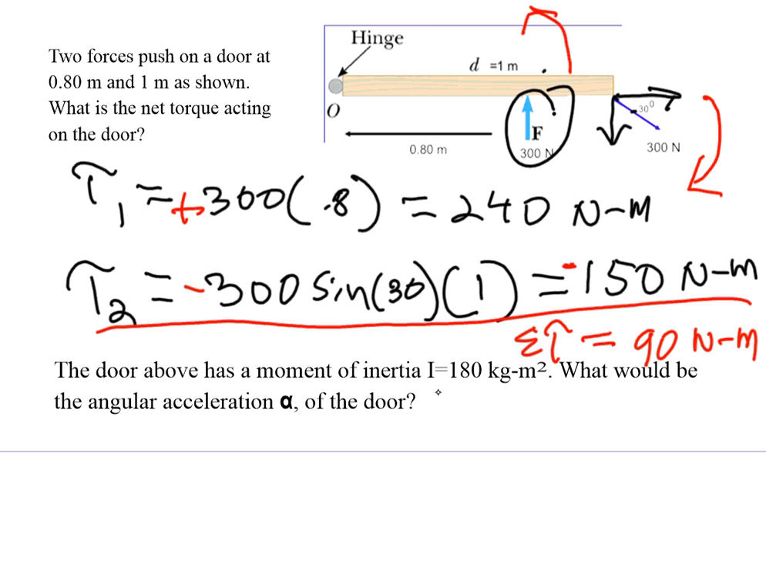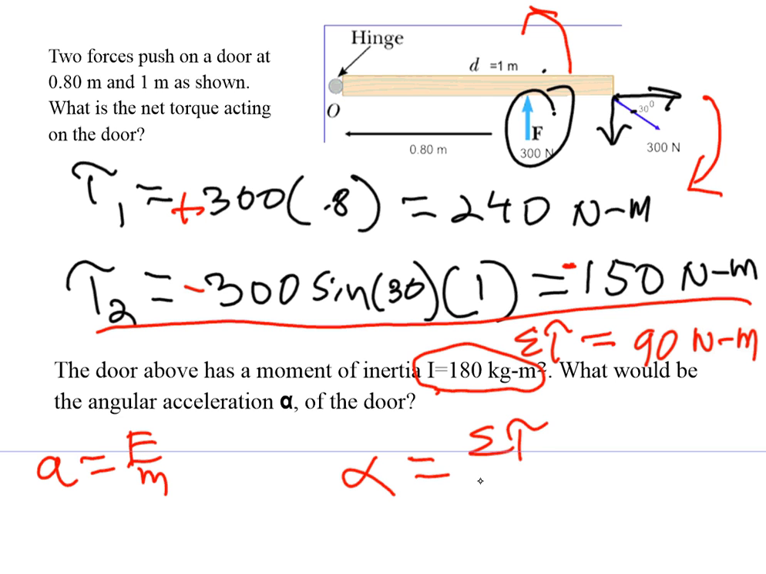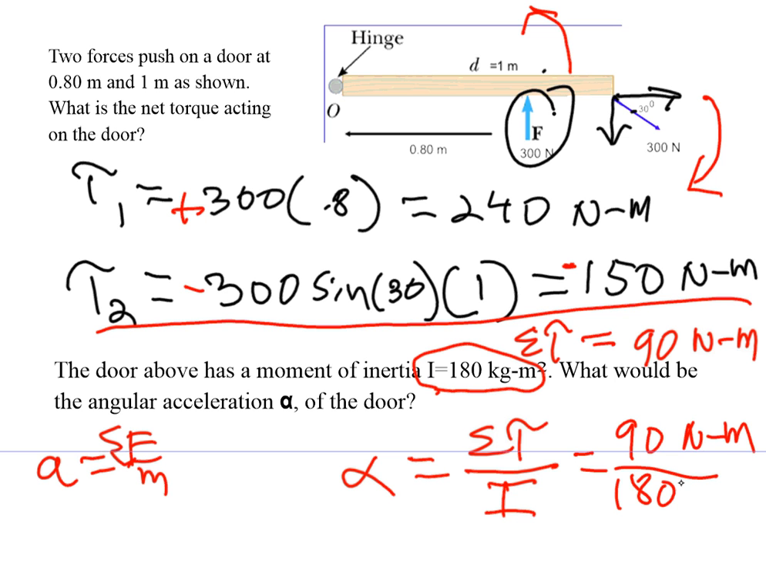Now, if the door has a moment of inertia of 180 kilogram meters squared, what would be its angular acceleration? Similar to linear acceleration, where acceleration is force divided by mass, in rotational motion, angular acceleration equals the net torque divided by moment of inertia. The net torque we already found is 90 Newton meters. The moment of inertia here is 180 kilogram meters squared. So the angular acceleration is 0.5 radians per second squared.